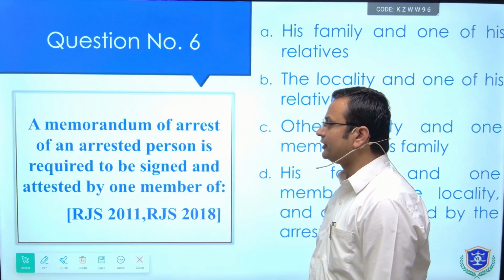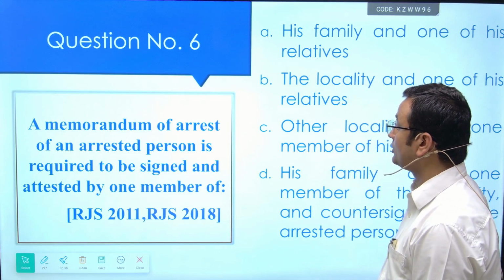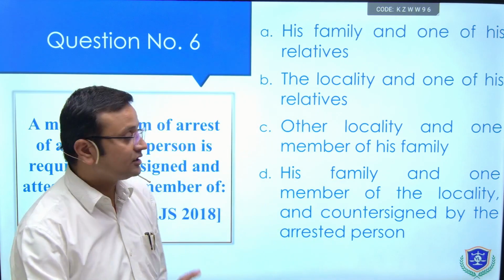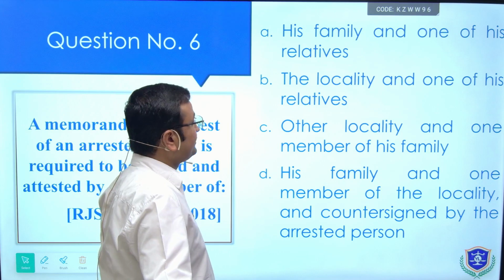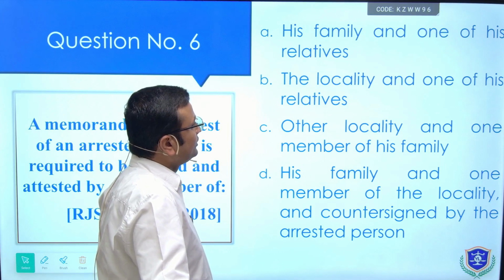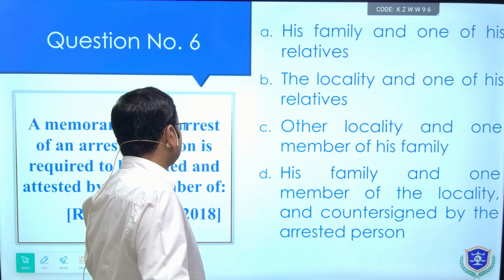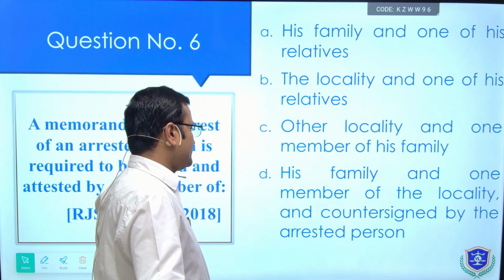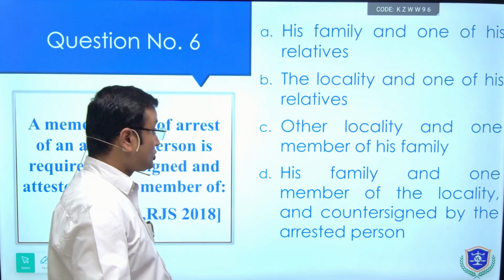A memorandum of arrest of an arrested person is required to be signed and attested by one member of. Now in RJS it has been asked twice, in 2011 and 2018. See the options: his family and one of his relatives; the locality and one of his relatives; member of another locality and one member of his family; member of his family and one member of the locality, and countersigned by the arrested person. Let's see the correct option.